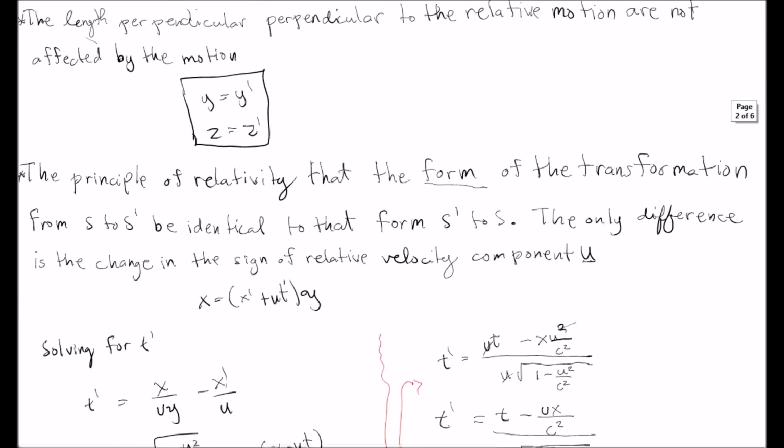Alright. The principle of relativity says that the form of the transformation from S to S prime frame must be identical to the form from S prime frame to S frame. The only difference is the change of direction or sign of the relative velocity component u, which is the speed of the moving frame.